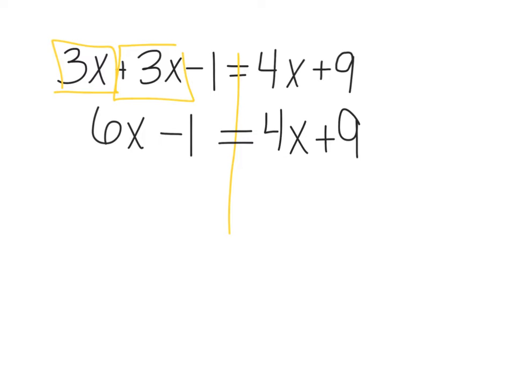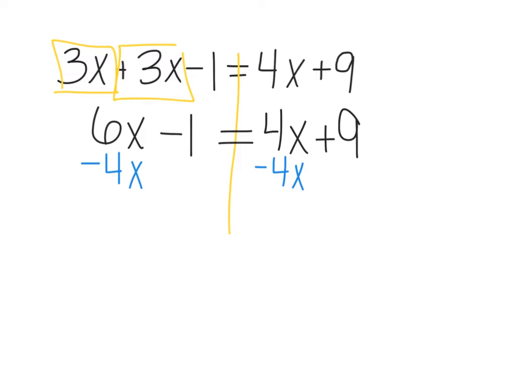Okay, next I need to get all my x's on one side of the equation. Right now I've got 6x over here and I've got 4x over here. And remember, the suggestion is to get rid of the smaller x's first, or the one that we have fewer of. So since 4 is smaller than 6, I'm going to remove 4x from the right side, and then I have to also do that on the left.